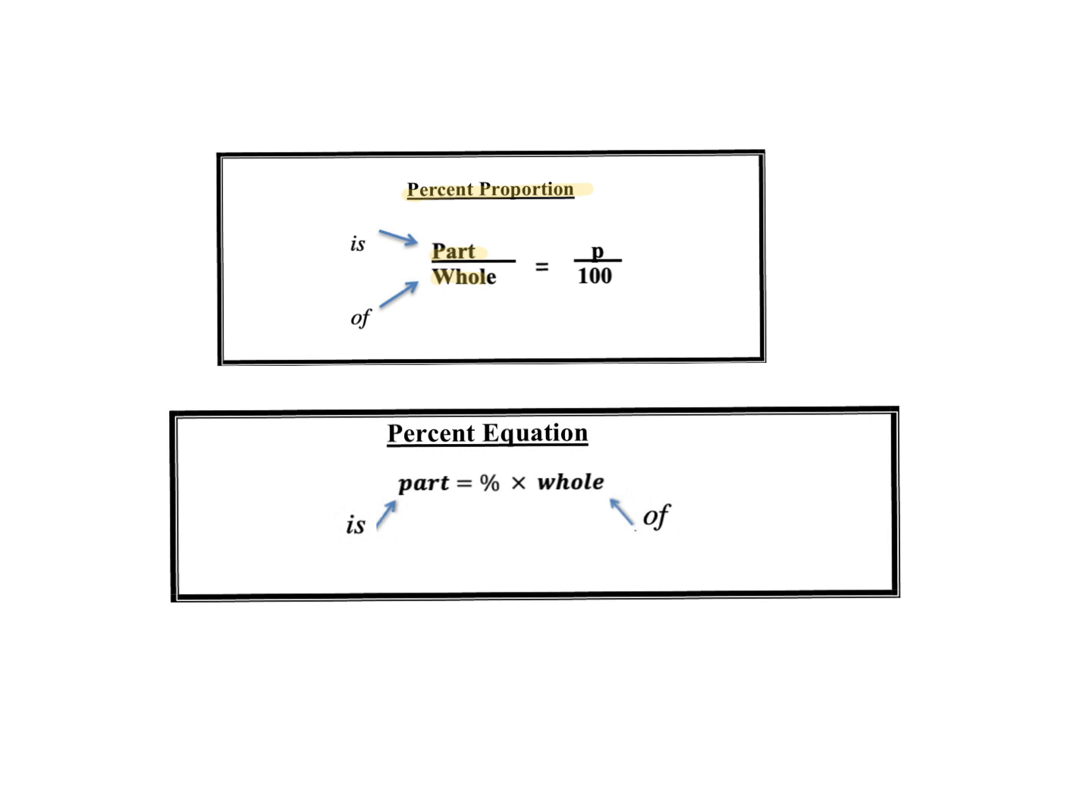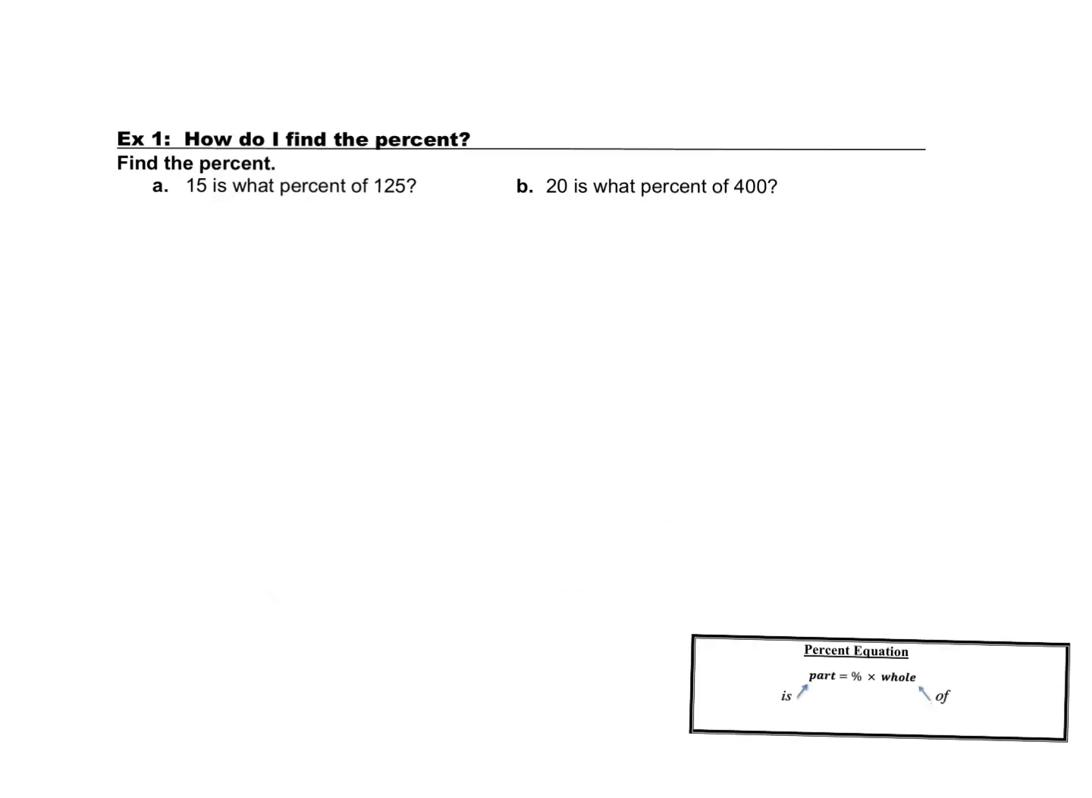Today we're going to be looking at the percent equation, where the part is going to be equal to the percent times the whole. And we can look at these "is" and "of" again. The "is" is the part, and then the "of" will be the whole.